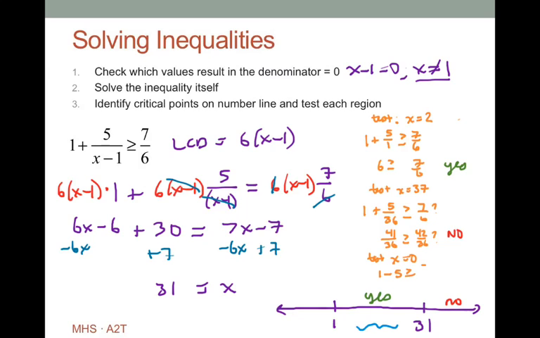Let's go ahead and check to the left. x is equal to 0. That's a little bit easier to check. 1 minus 5 is greater than or equal to 7/6. That's going to be a negative number. Negative 4 is greater than 7/6. That's not true. So that one is a no.